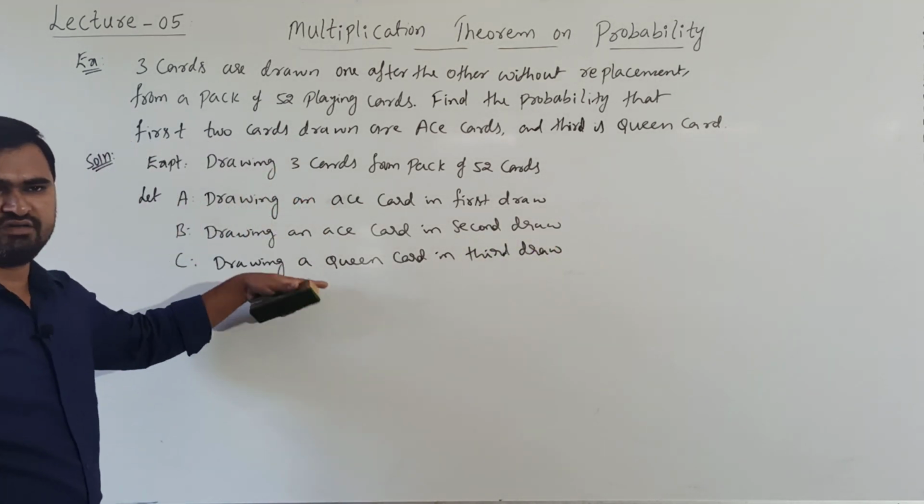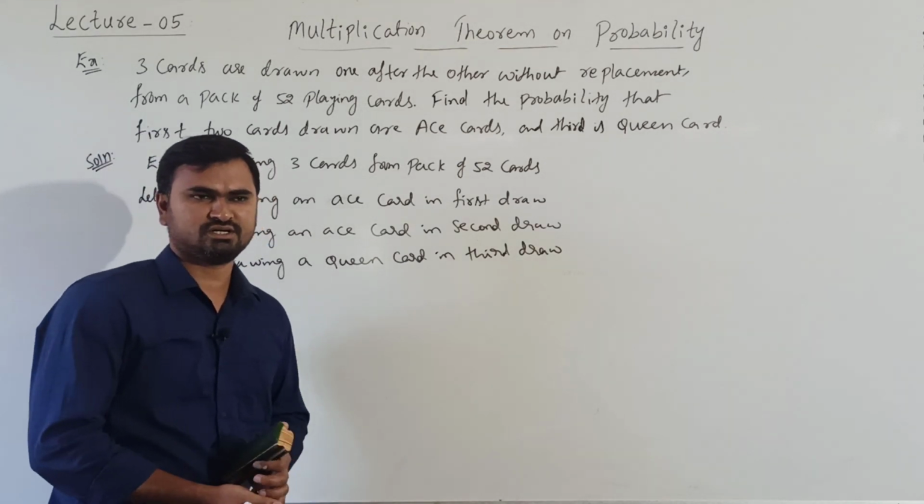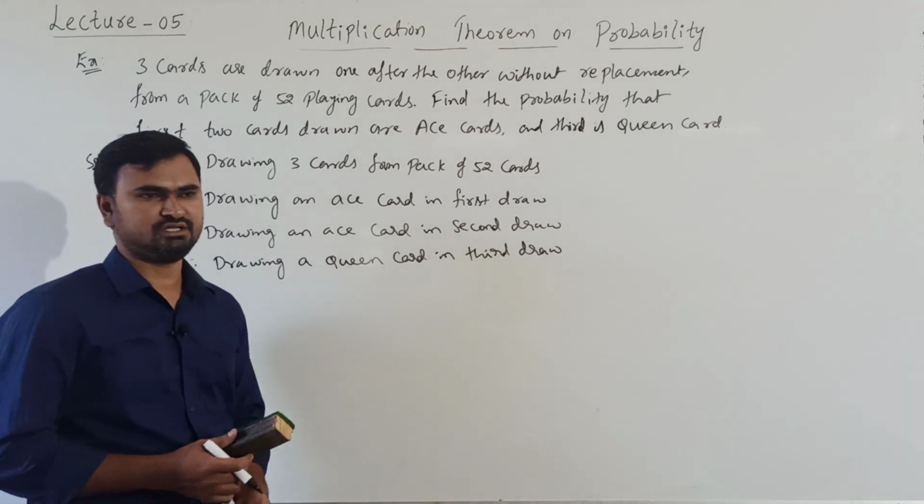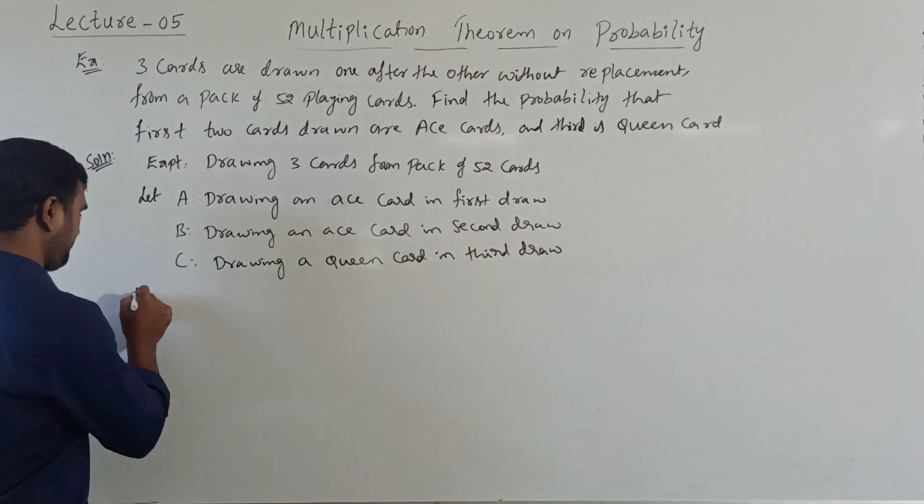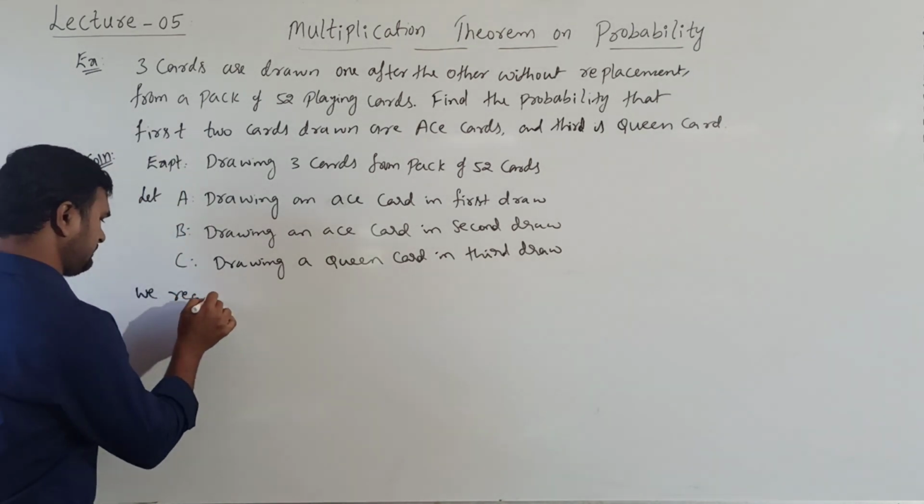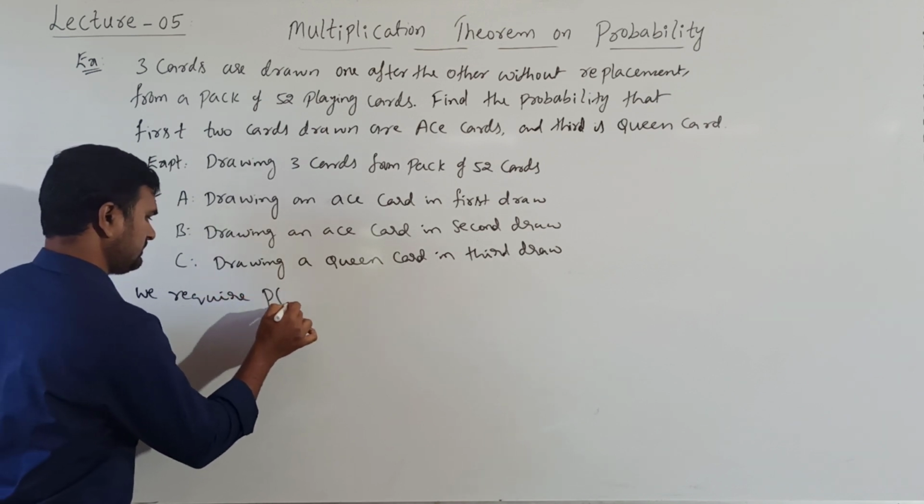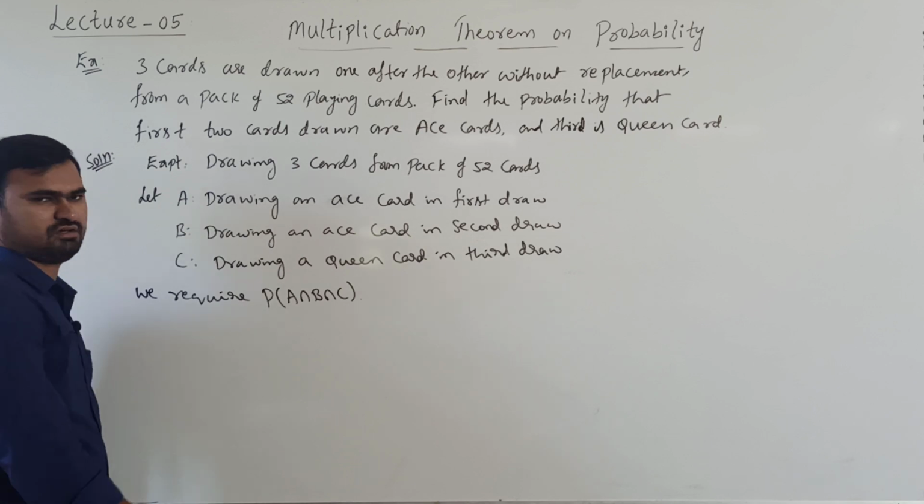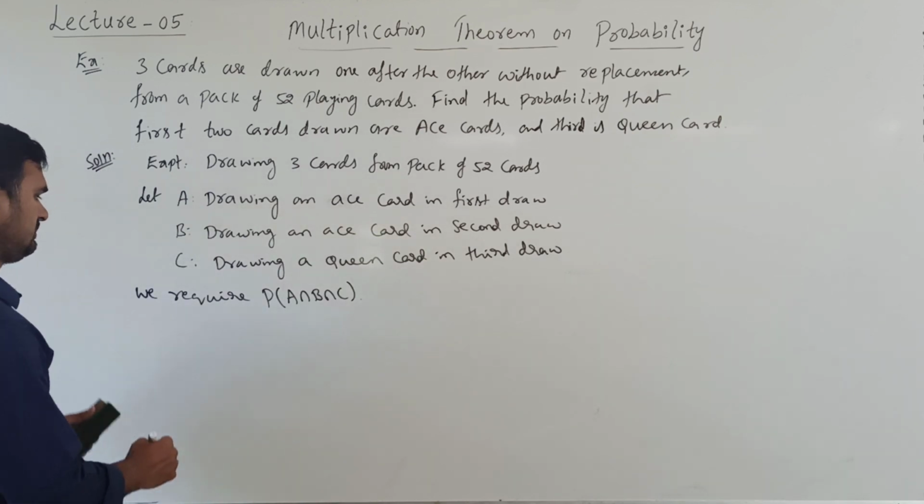All these three events should occur, which means A intersection B intersection C. That is what we need. We require the probability of A intersection B intersection C.